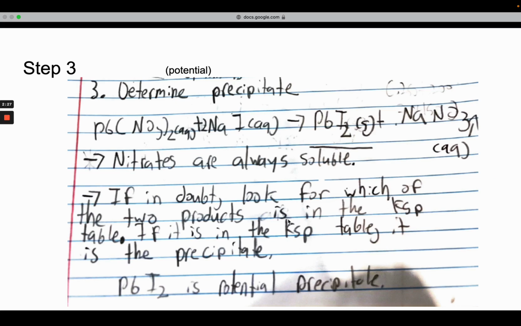So it's lead 2 nitrate plus 2 NaI leads to lead 2 iodide and sodium nitrate. And then you have to determine which is soluble. One's soluble, one's not going to be soluble. You do this either by knowing the solubility rules, or, in doubt, look for which of the two products is in the KSP table. And KSP is the solubility constant. If it's in the KSP table, it is the precipitate. And also, nitrates are always soluble. So that means in this case, lead iodide is the potential precipitate.